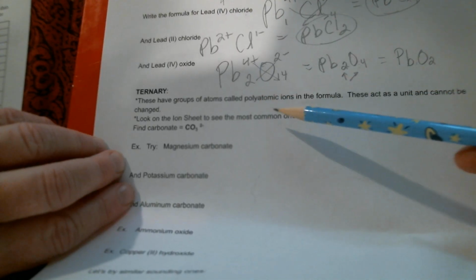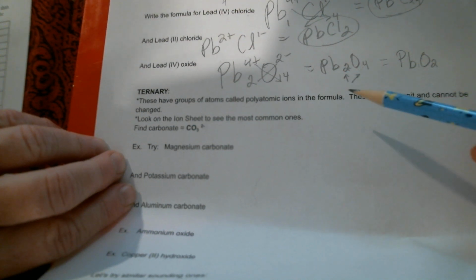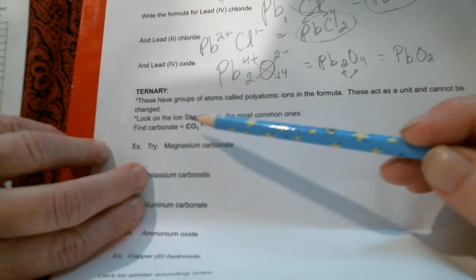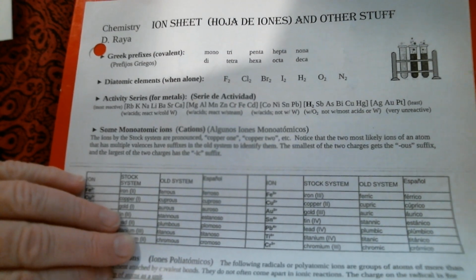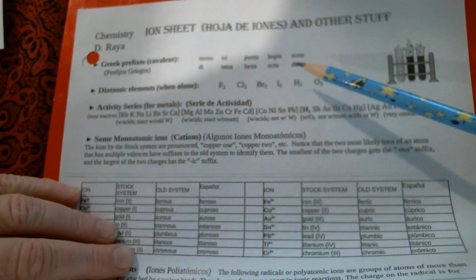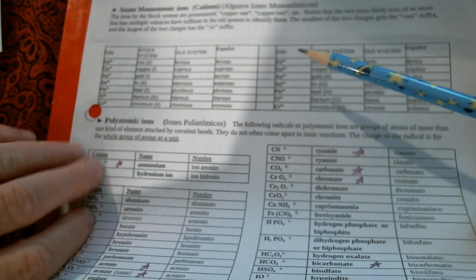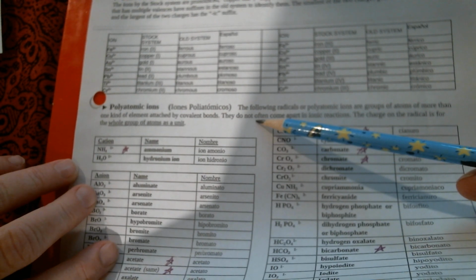Okay, ternary ones, those are the ones that have polyatomic ions. So these act as a unit and you cannot separate those. Okay, let's see what I mean by that. Well, first of all, let's see where the polyatomic ions are. They are on your ion sheet, so let's try to do some. Okay, so I'm going to find carbonate on the ion sheet. Okay, so this is the ion sheet. Everybody should have one of these. And I am going to look down, I'm going to look for the polyatomic ions.